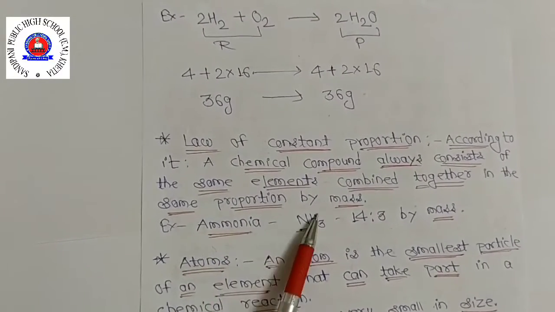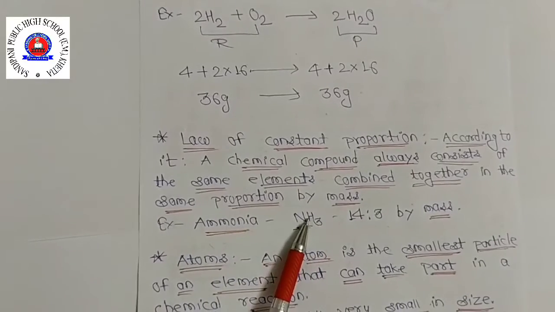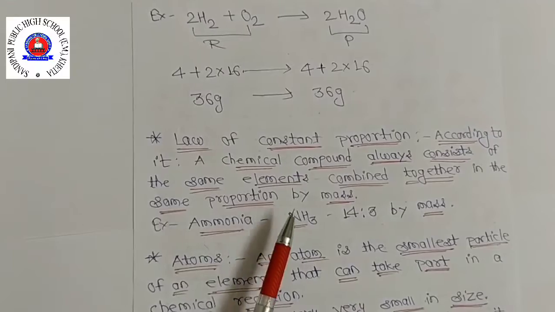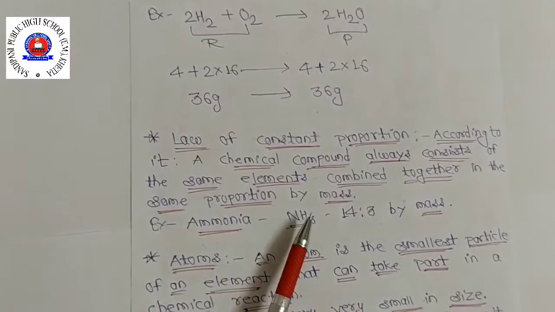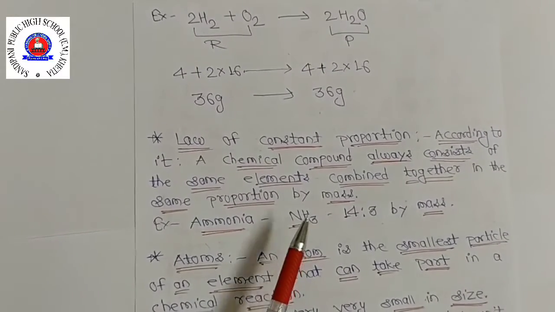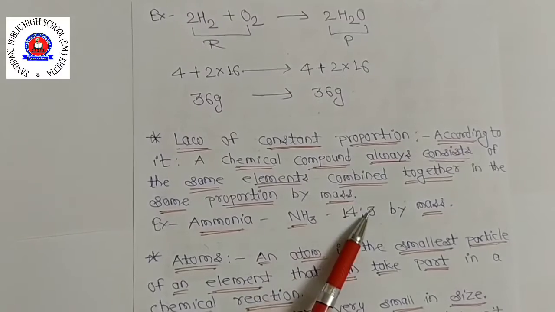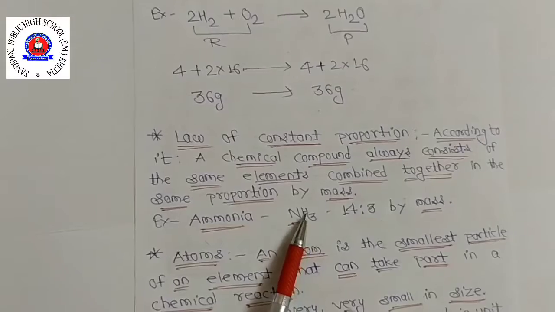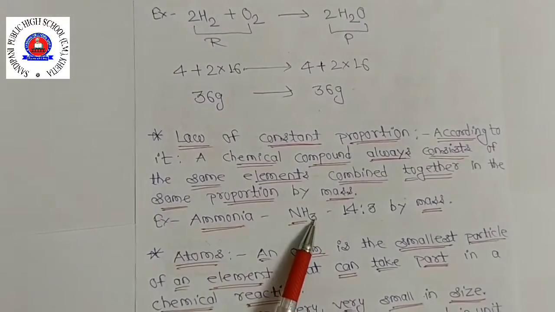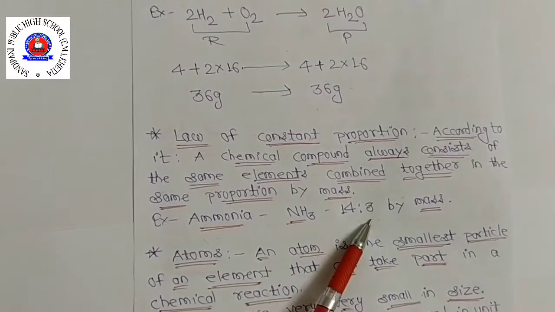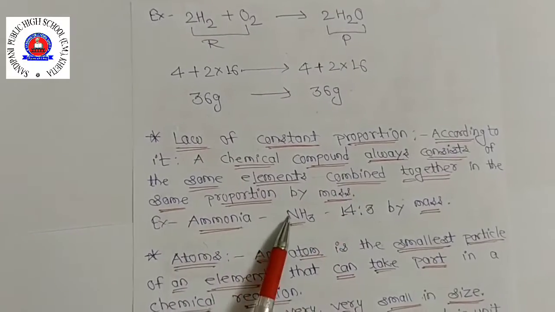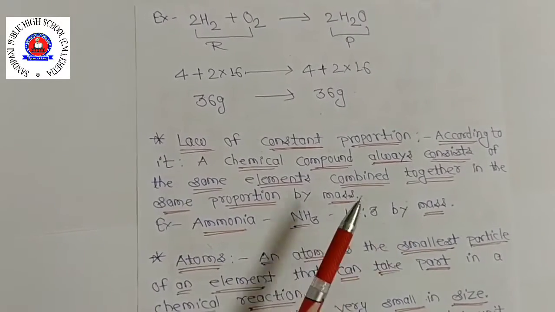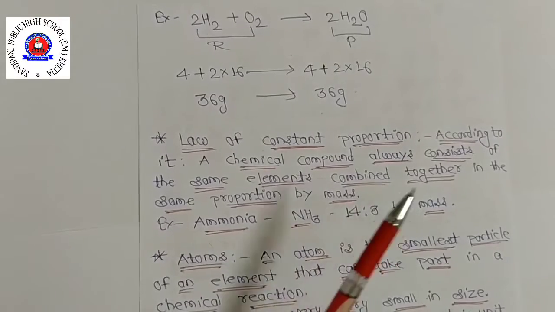Ammonia is a compound. Okay. It has been found by analysis that ammonia always consists of the same 2 elements, nitrogen and hydrogen, combined together in the same ratio of 14:3 by mass. Means the atomic mass of N is 14 and hydrogen is 1, so how many hydrogens are in it? 3, so here I took 3. Means whenever ammonia forms, it has 1 nitrogen and 3 hydrogen, that is 14:3 by mass.